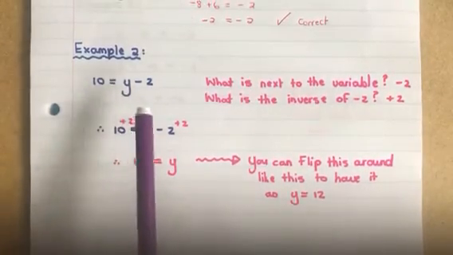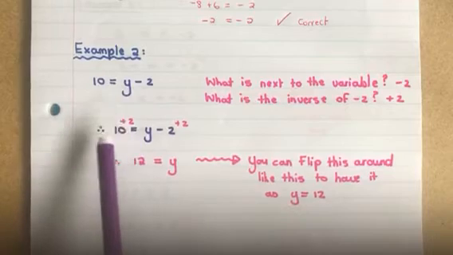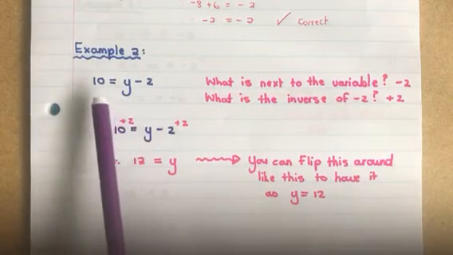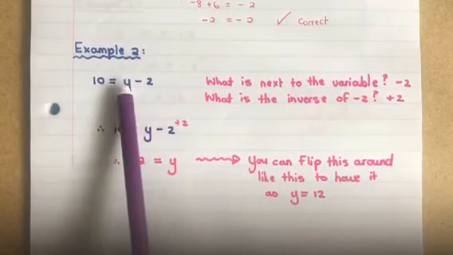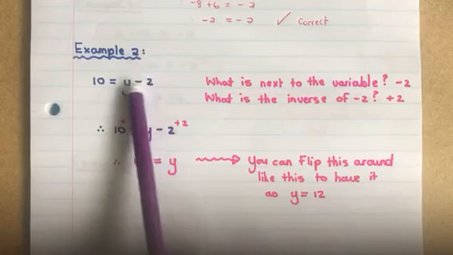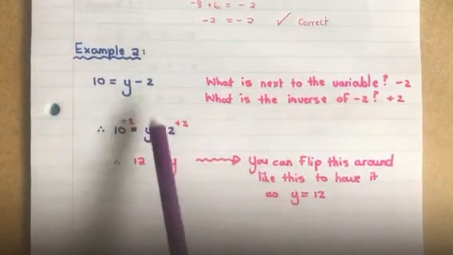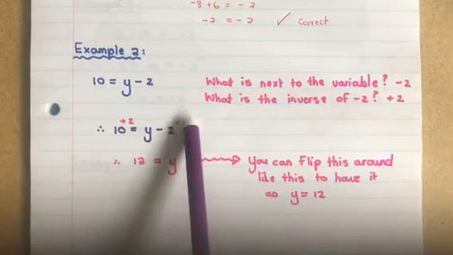All right, so over here, example 2: 10 equals y minus 2. Did you see the variable was changed to y? Doesn't matter, we just want to find the unknown. So 10 is equal to y minus 2. What is next to y? There's a minus 2. So what is the inverse of minus 2? It's plus 2.